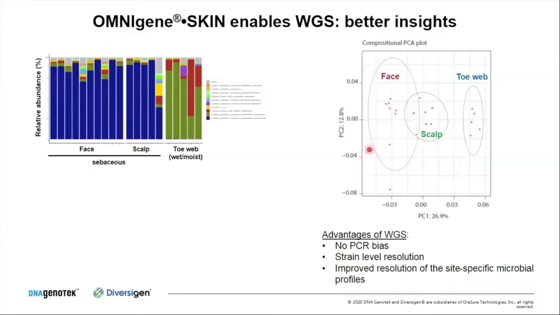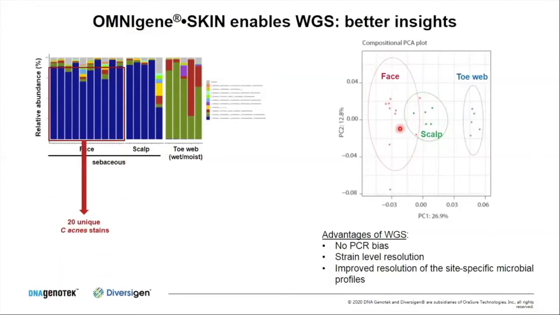If you look at the clustering by PCA plot, you can see that each of the sites clusters with itself. The toe web samples tend to cluster on the right-hand side of the plot, whereas face and scalp, which are highly similar, tend to be found on the left side. But you're still able to start seeing differences between the scalp and the face, which is really exciting. That's what shotgun gives you, better resolution into what's present on those different sites.